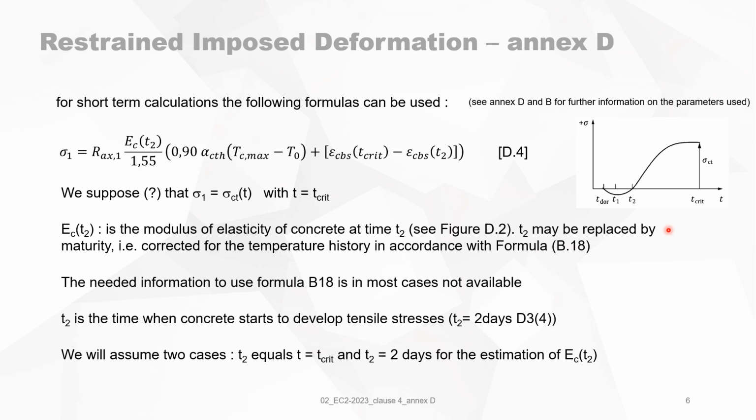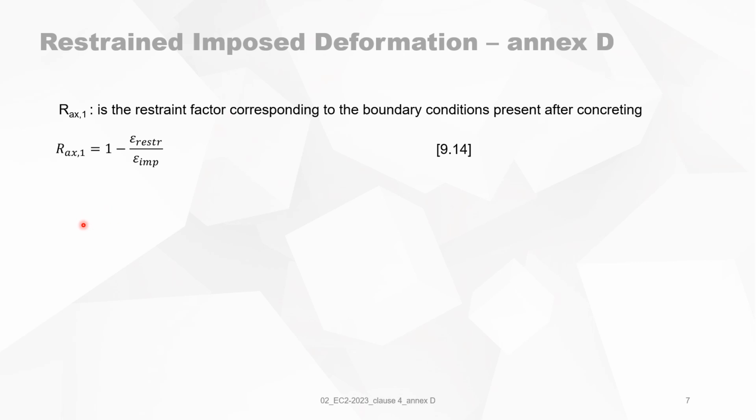So now, at what time is it? For calculating the modulus of elasticity only at time T2, you have a low modulus of elasticity. And at time T critical, bigger than T2, you will have a higher modulus of elasticity. So we will see what is the influence of the limit of this interval T2, T critical. That's why we define two cases that we will study for the modulus of elasticity. Further, we will investigate the different aspects of the formula.